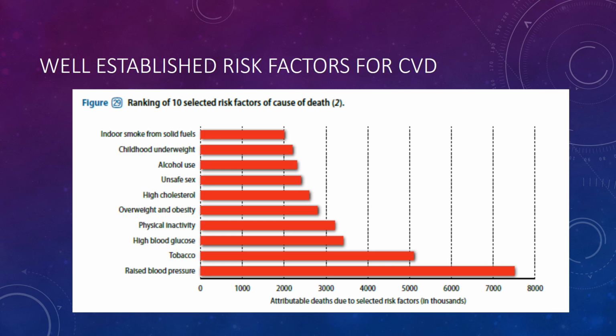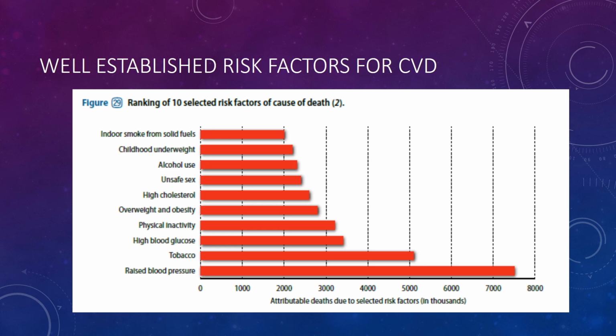So indoor smoke from solid fuels, childhood underweight, and we tend to think of overweight as being a risk factor for cardiovascular disease, but poor nutrition and development, particularly underweight in childhood, is actually also strongly associated with cardiovascular disease. Use of alcohol, unsafe sex, high cholesterol, overweight and obesity, inactivity, high blood glucose, tobacco use, and elevated blood pressure, in that order.